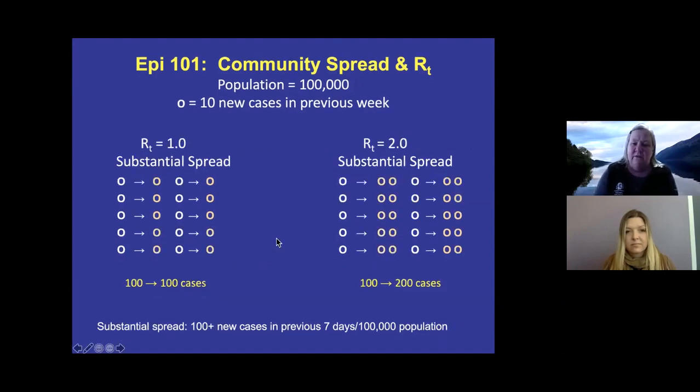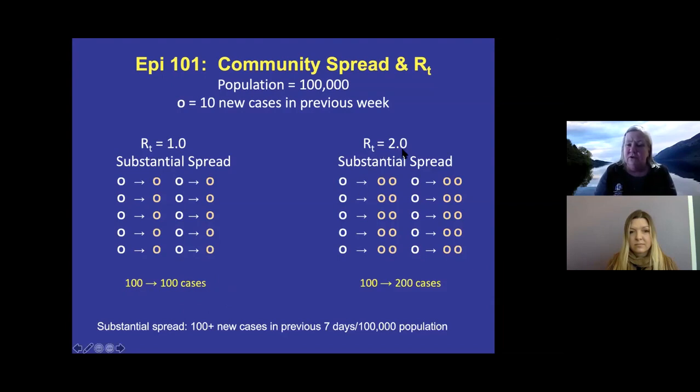Now here we have a community that is in substantial spread. So we have 100 cases in the previous 7 days out of this population of 100,000, and they're maintaining that at this RT of 1. Each case, or each infected person, is infecting one other person. So this high number of cases is being maintained within the community.